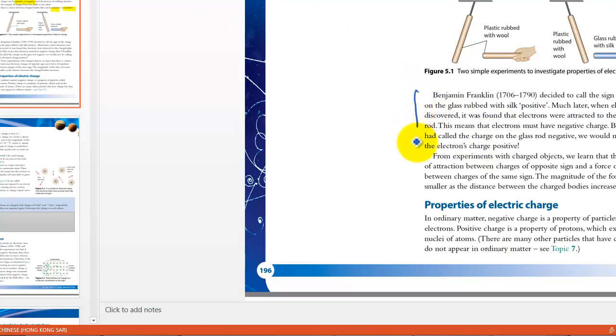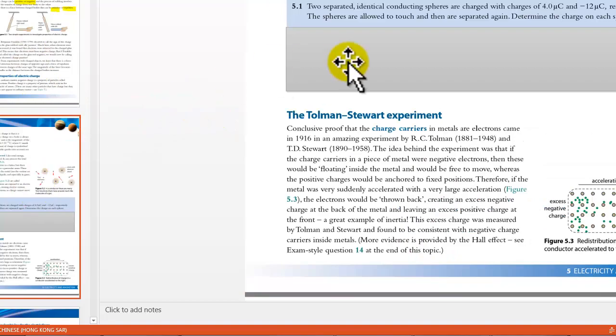And I think these are all some history you may want to take a look at. And for the properties, I think that should be all right.